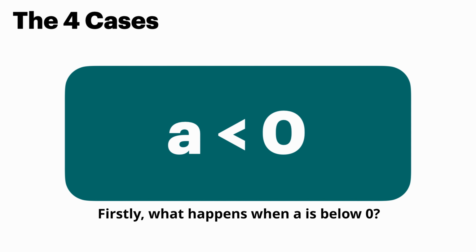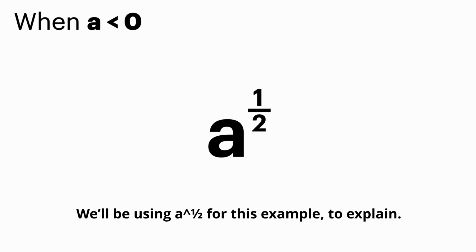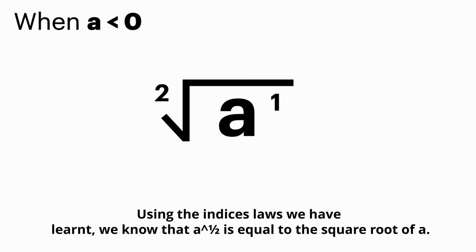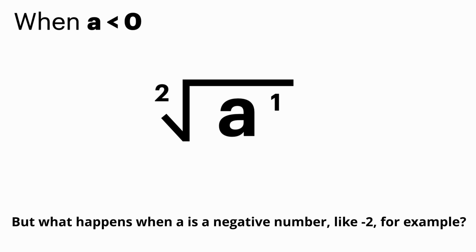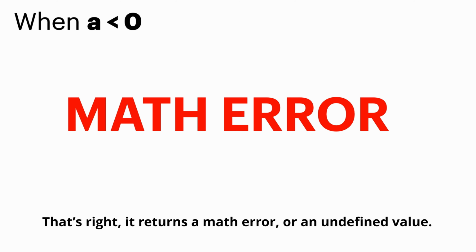Firstly, what happens when a is below 0? We'll be using a to the power of half for this example to explain. Using the inverse laws we have learned, we know that a to the power of half is equal to the square root of a. But what happens when a is a negative number, like -2 for example? That's right, it returns a math error, or an undefined value.